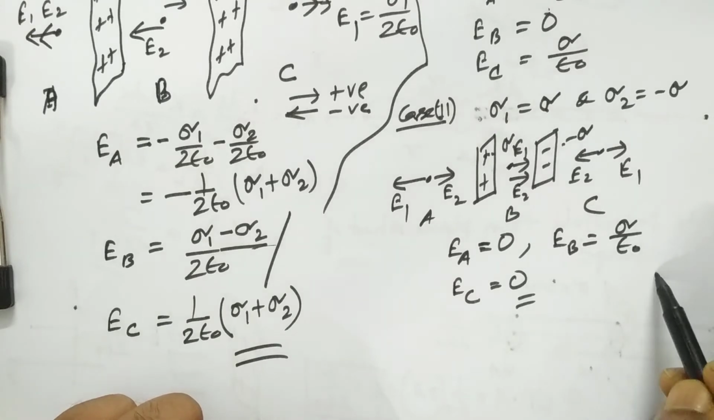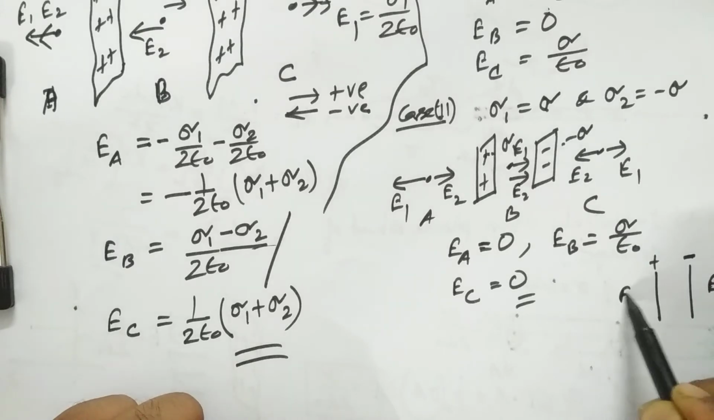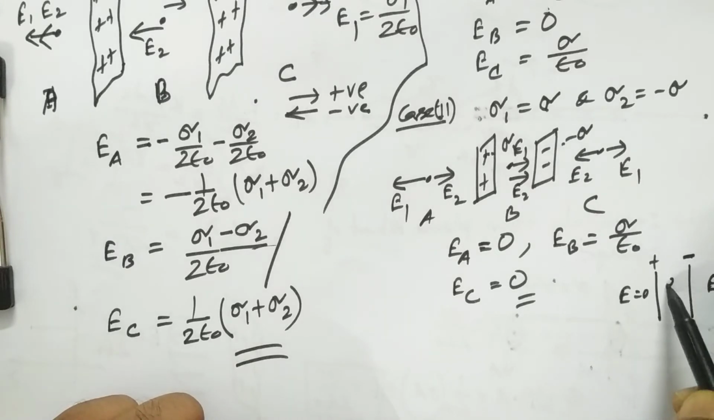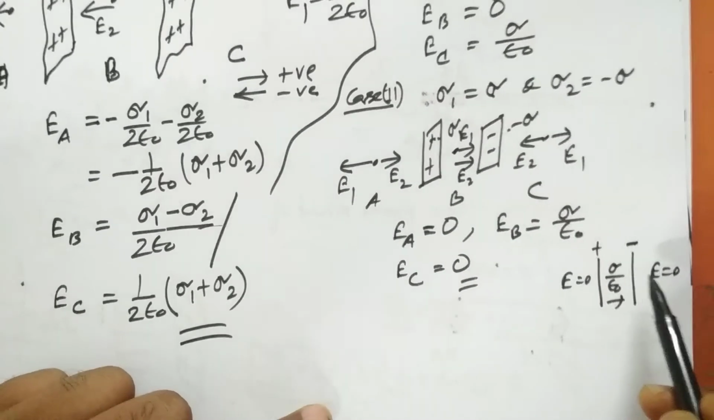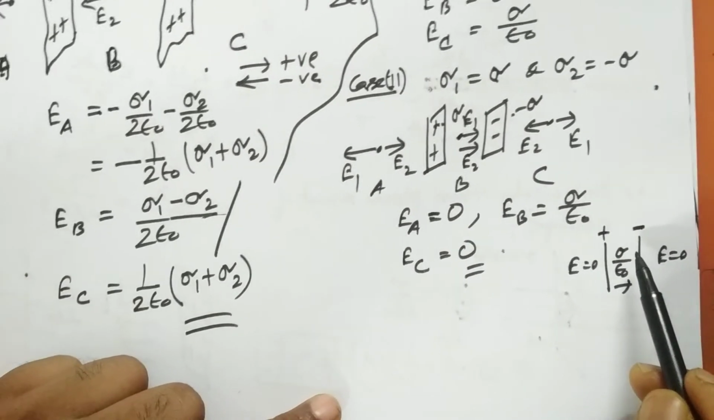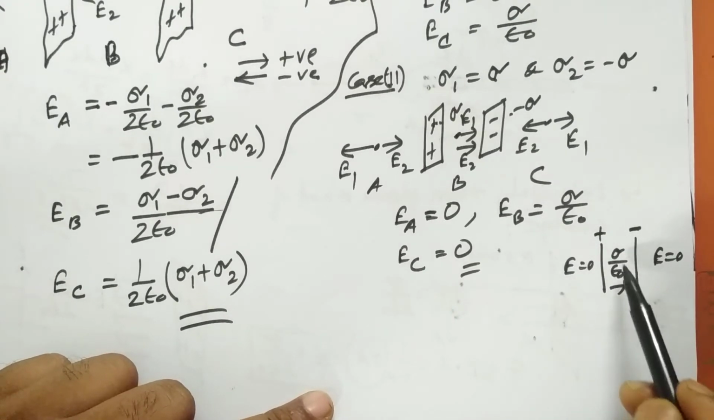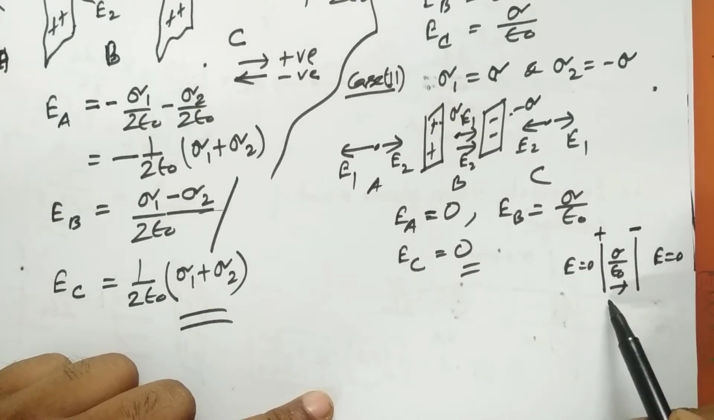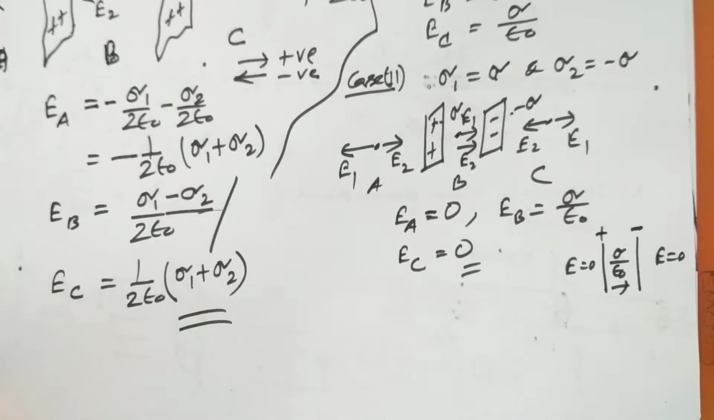So that is why in this particular situation, when one surface is positive and the other surface is negative, outside the electric field is 0, and only in between the electric field is sigma by epsilon naught, directed from the positive plate to the negative plate. In case of two plates, plus and minus, outside the electric field is 0, in between it is sigma by epsilon naught, direction from positive plate to the negative plate. Is that okay?